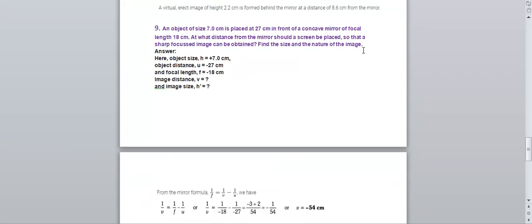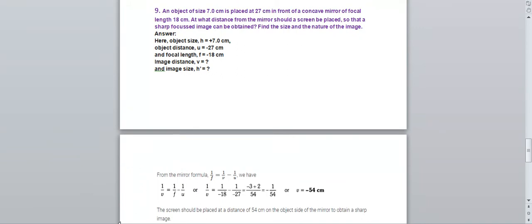Now question number 9. An object of size 7 centimeter. One object is there whose height is 7 centimeter, placed at a distance of 27 centimeter, means u is minus 27, from a concave mirror of focal length 18 centimeter. Again we have to take focal length as minus 18, since it is a concave mirror. At what distance from the mirror should a screen be placed? Means we have to find the image distance, that is v, so that a sharp focused image can be obtained. Find the size and the nature of the image.